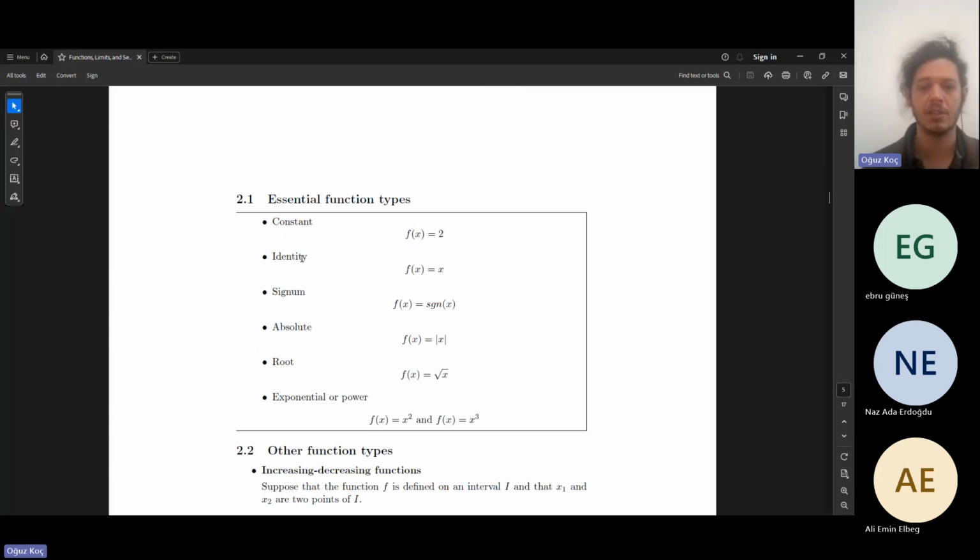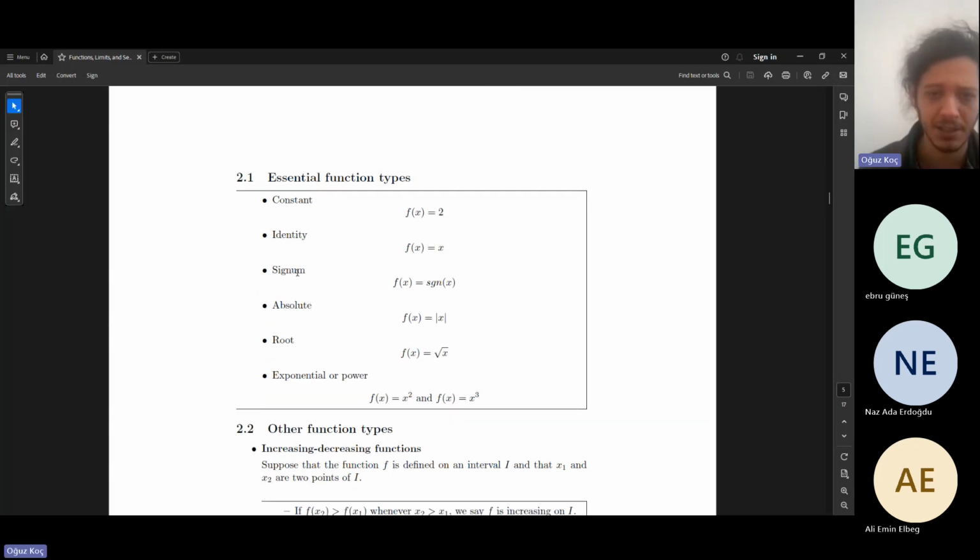And we have the identity function. The identity function is like, whatever the value of x, it gives the same thing. If you choose x to be 3, it gives you the same. Actually, in this case, y and x are all the time equal to each other. And we have the signum function. The signum function gives you +1 if the value of x is positive. If the x value is smaller than 0, it gives you -1.